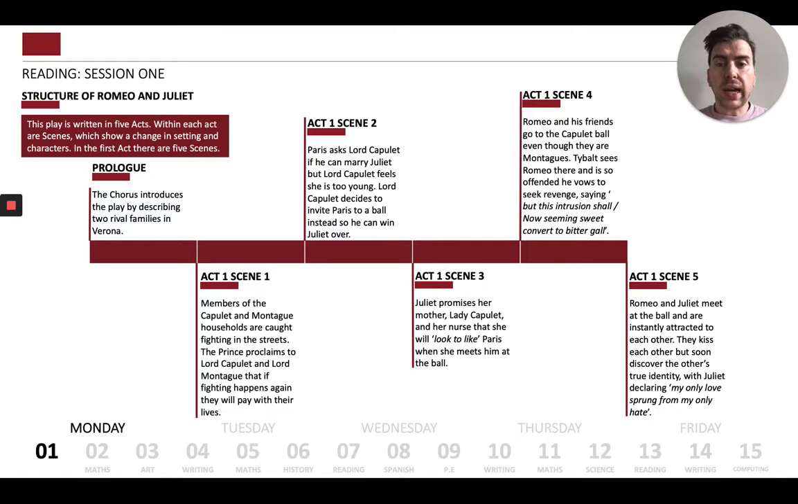So if we have a look at Act 1, Scene 1, we can see that members of the Capulet and Montague households are caught fighting in the streets. And the prince, he's in charge of everything. He proclaims to Lord Capulet and Lord Montague that if fighting happens again, they will pay with their lives. So he's not joking around. I'm going to leave the other scenes for you to read.